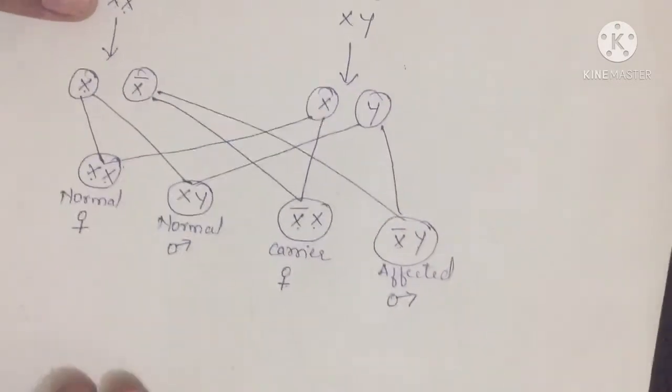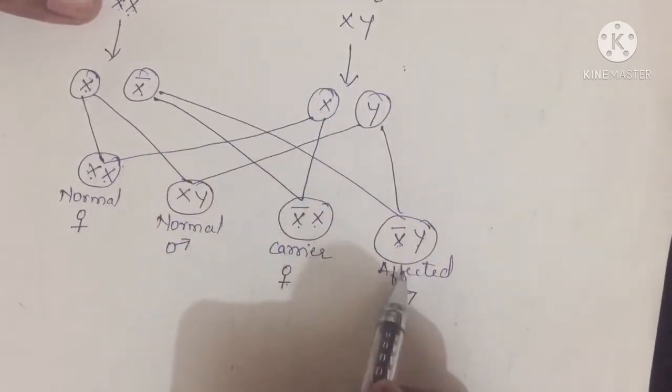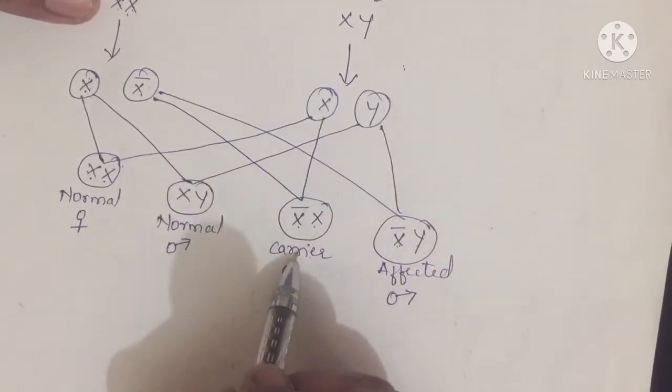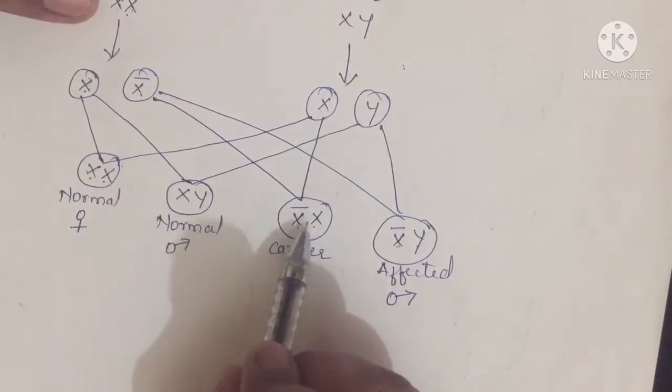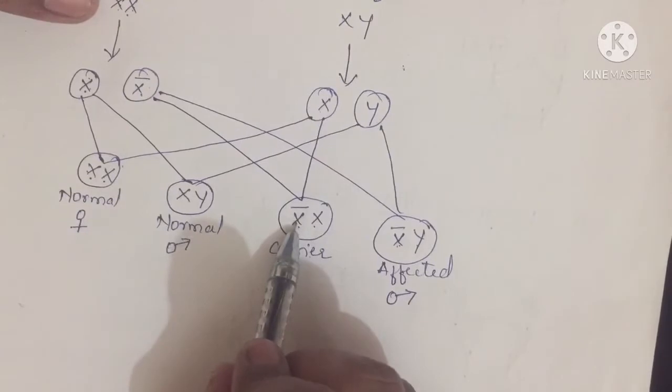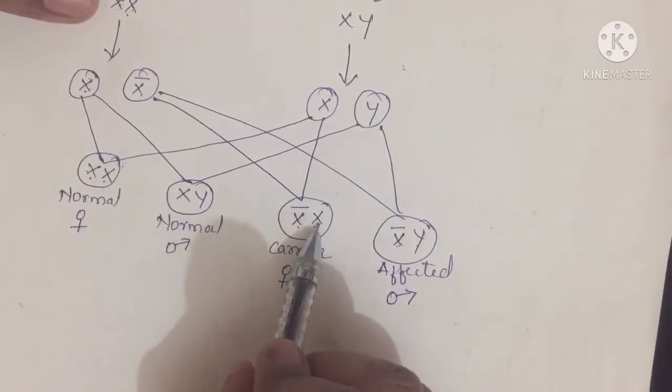Now the question arises: why are we saying affected here and carrier here? We say carrier because she has one more copy of the gene. That is why the defective gene is not expressing. It has been suppressed, and the normal gene will express.